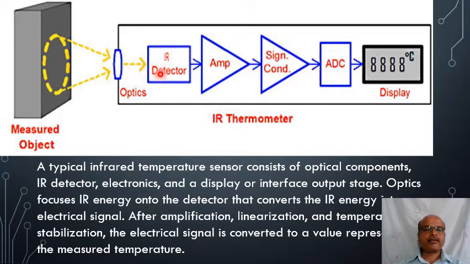After conversion into an electrical signal, the amplification process takes place. After amplification, there is a linearization and temperature stabilization stage, that is, signal conditioning. The electrical signal is converted to a value representing the measured temperature, which is displayed on the display. So this is the basic building block of an IR temperature detector.